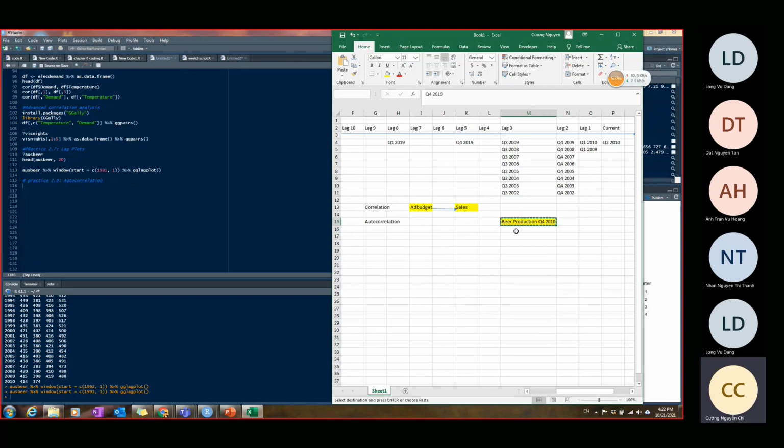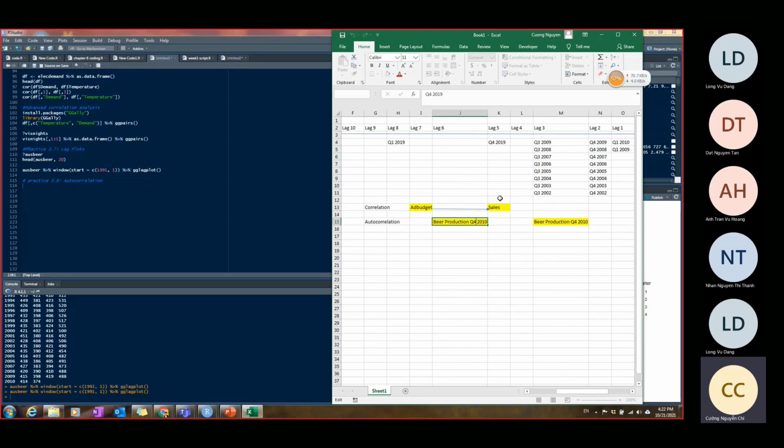That means the beer production of Q4 2010 may be correlated with the last one, that means Q3 of 2010. Maybe the data from the past, in the last year or the last quarter, they keep the same and continue into the future. And if not, maybe it can even be impacted by the last two, that will be the beer production of 2010 quarter two.